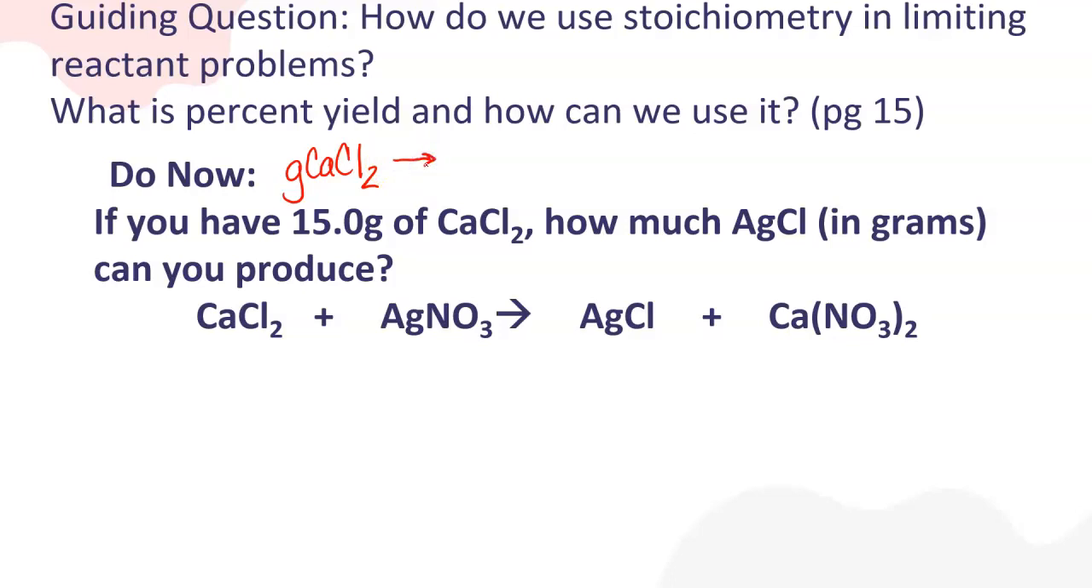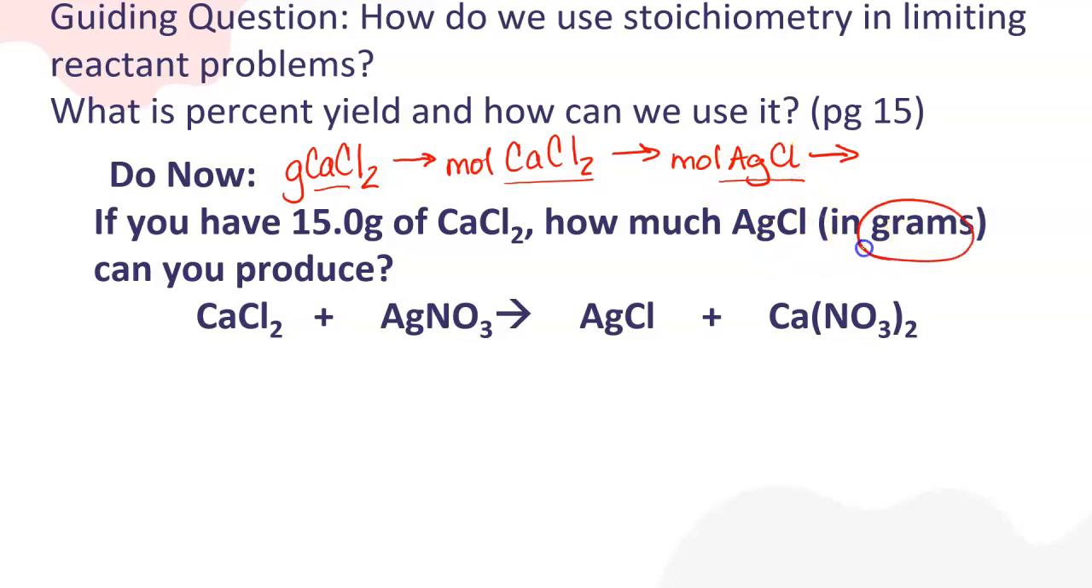When we're given grams, what should we always convert it to? Moles. And then we can convert it to moles of something else, right? In this case, this is moles of silver chloride. This is using the bigger mole map that we have. So we have grams given and we change it into moles given. Then we can change it into the moles we want, but we actually wanted grams, but we know we can go from moles to grams using the molar mass. So we're going to do this.